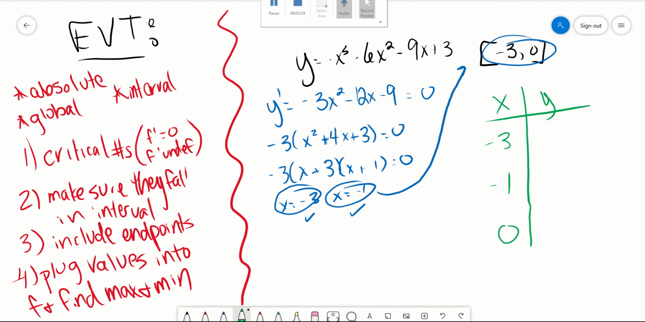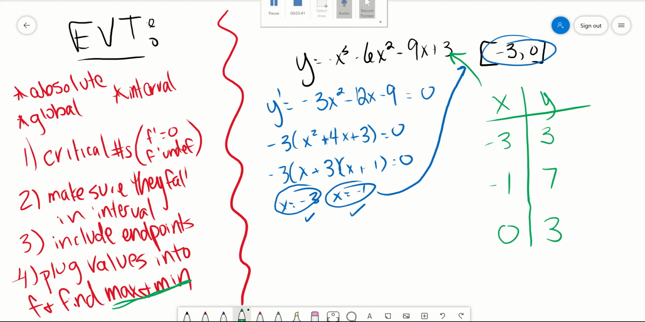Once you get that, you literally are plugging these into the function itself. You're not plugging them into the first derivative. This is an x, y table. You want to find the actual maximum and minimum value, so you need the function value, not the derivative value. You take negative 3, negative 1, and 0 and plug them all in place of x up here in this function. Just to save time, I've got them all plugged in already. Negative 3 comes out to 3. Negative 1 comes out to 7, and then 0 comes out to 3.